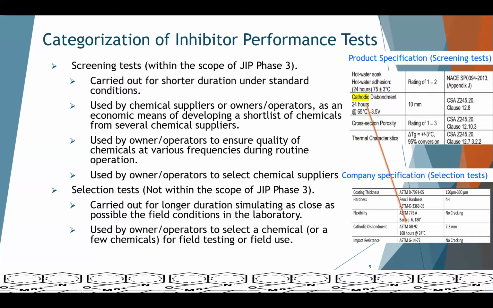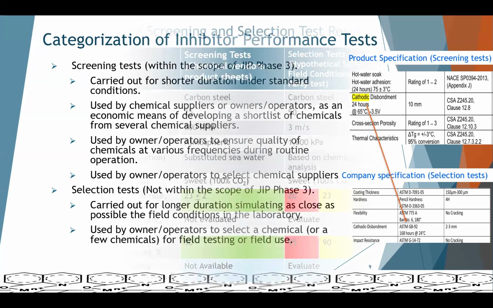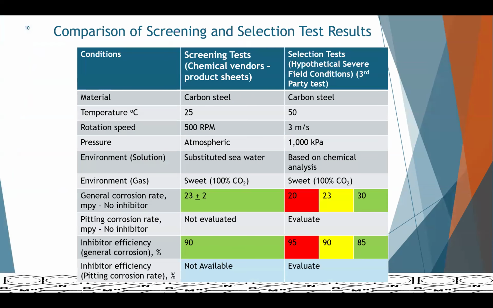Again, you see that one screening test for the coatings is done for 24 hours. Sometimes screening test is done for 24 hours. Selection test may happen for over 200 hours. So there is a specific difference between screening test and selection test. Both have a vital role to play. With that background, let me give one clear example as to how we can benefit by using both screening tests as well as selection tests.